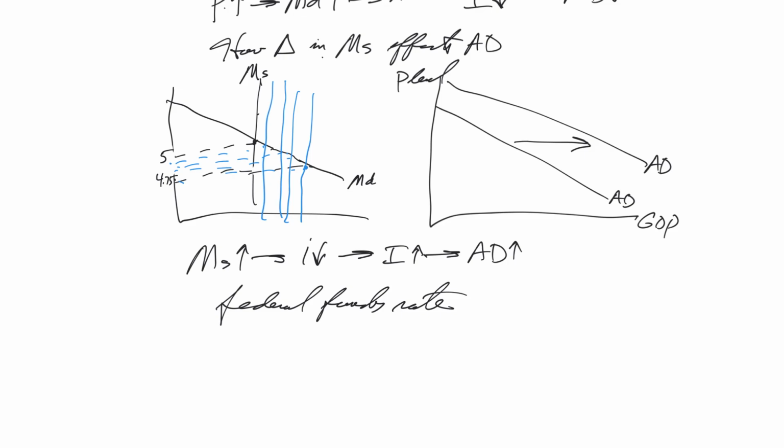If they think the economy is getting a little overheated and they're worried about inflation, they will raise the federal funds rate target, and they will do that by selling bonds. They will decrease the money supply by selling bonds. The bonds go out in the economy, they suck the money out of the economy in payment for those bonds.